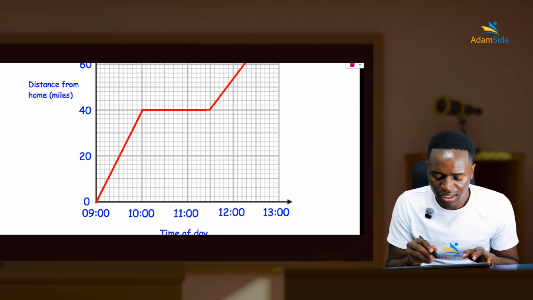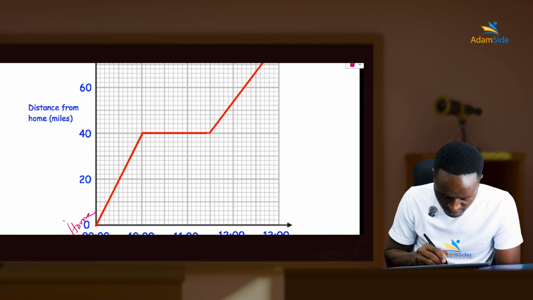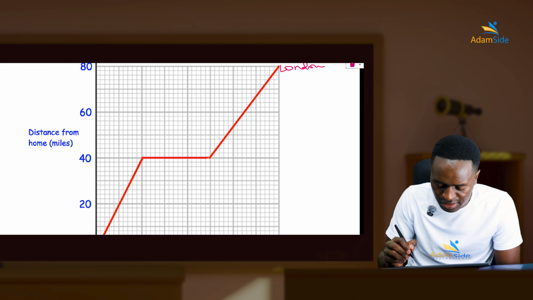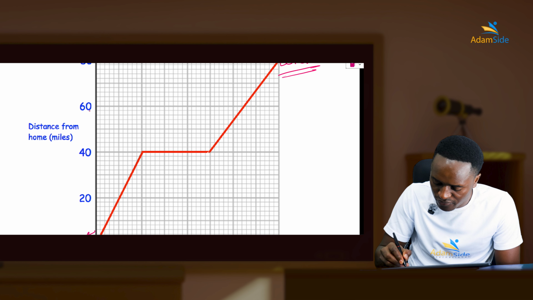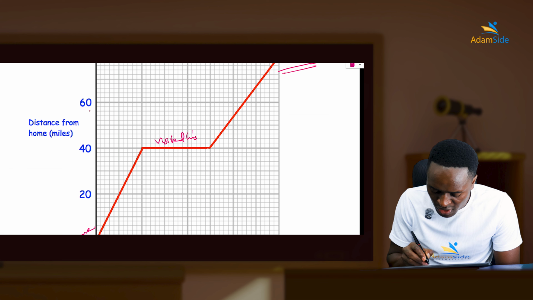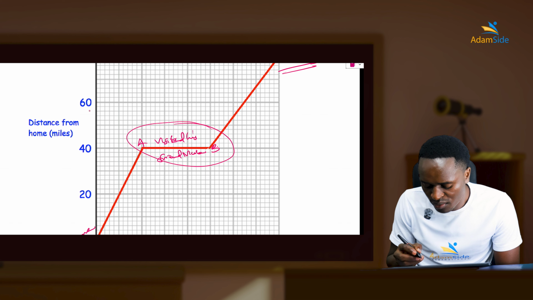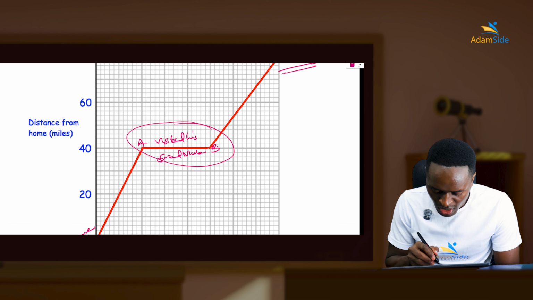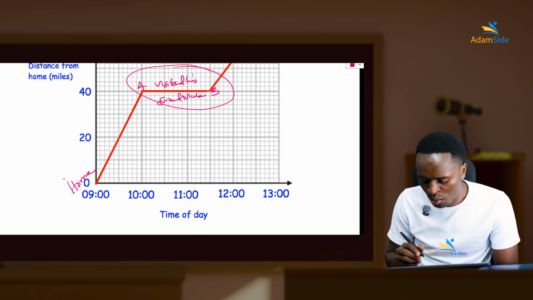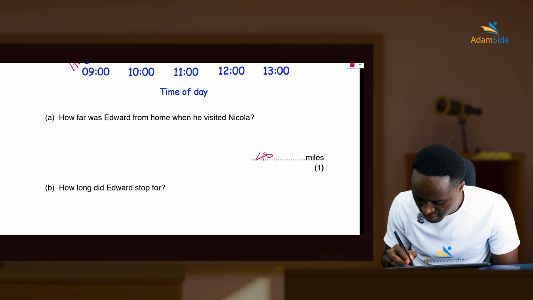So it was 80 minus 40, which is at the origin, this is where home is. So home is here. And then we have at 80 miles, this is where London is. Now, they say he stopped here. This is visited his friend Nicola. So from point A to point B, this is where he visited his friend Nicola. So if he visited his friend Nicola at AB, how far was he from home? He was 40 miles away from home.